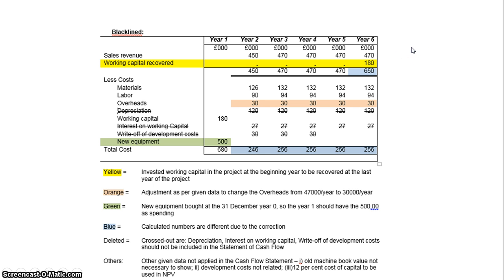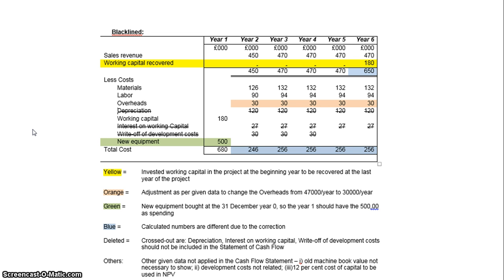So first of all, you have a working capital. You're going to have to add this number up here, working capital of 180, and then you also have it here, as in the original table. You want to cross out depreciation, this line. You also want to take out interest on working capital and the write-off of development costs, because these are irrelevant right now.